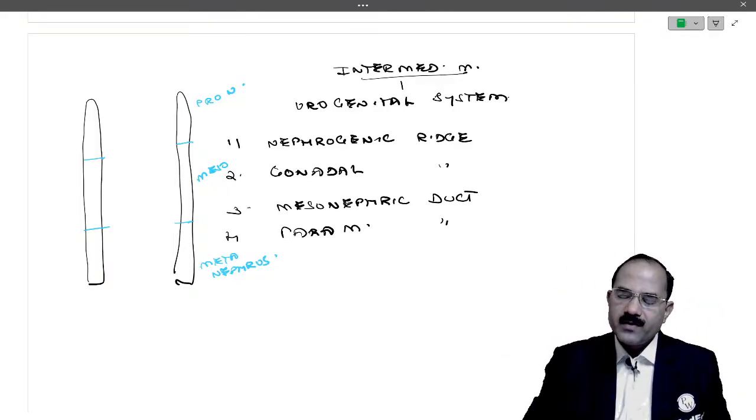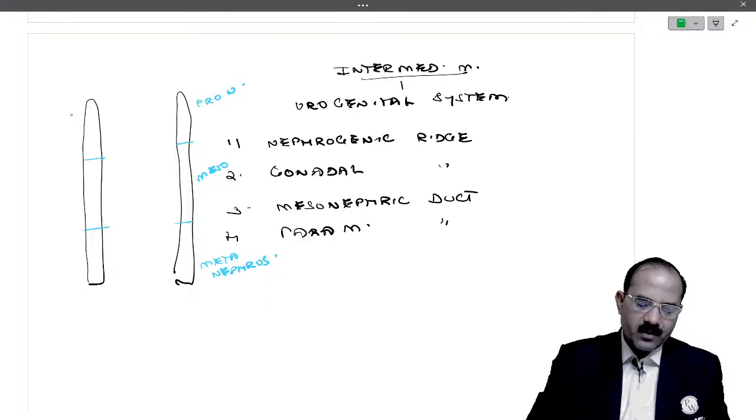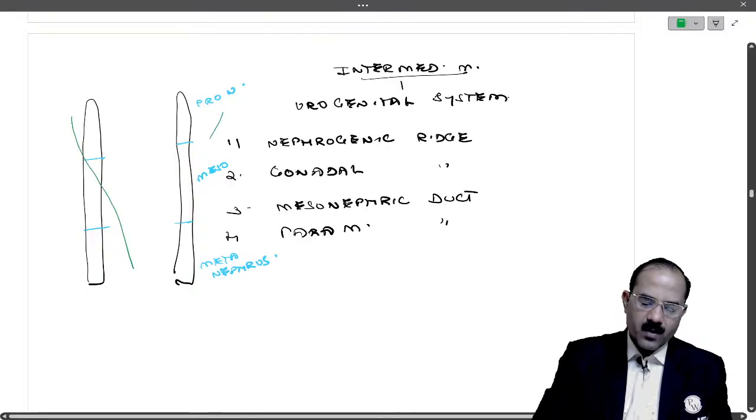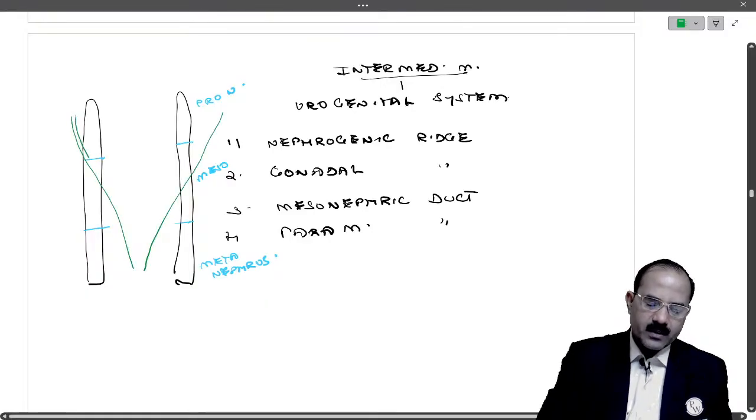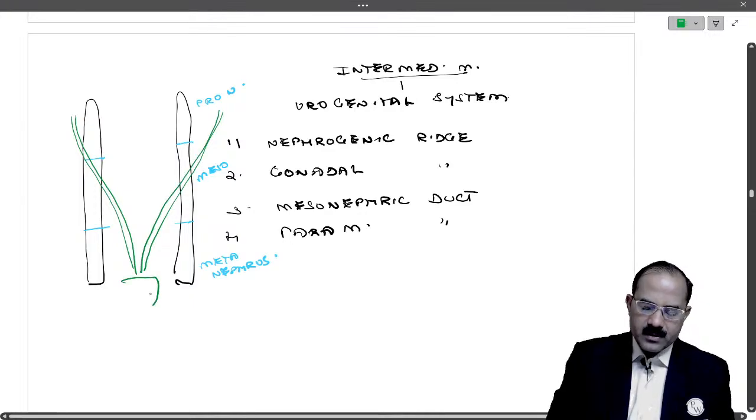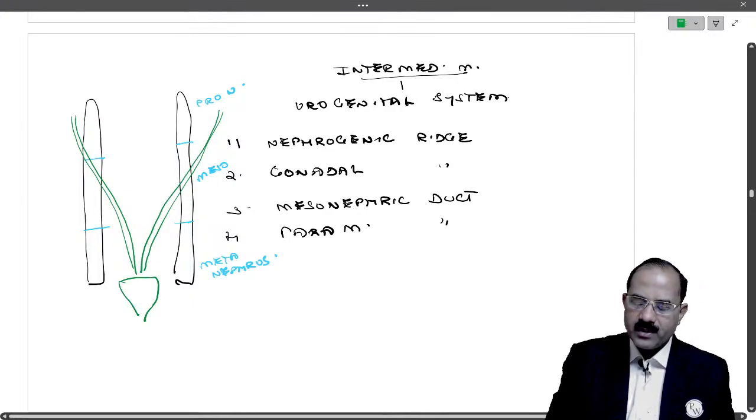Now, there's a duct which is draining the pronephros, mesonephros, and metanephros. What is this duct known as? This duct, which drains the pronephros, mesonephros, and metanephros, is known as the mesonephric duct.